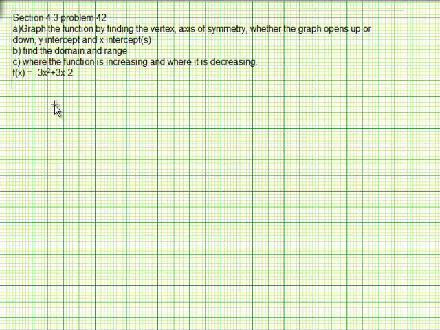The function we are going to solve is f of x equals negative 3x squared plus 3x minus 2. There are two ways to find the vertex. One, we could complete the square, and the other, we could use the opposite of b over 2a, and we're going to do both. So we could complete the square.